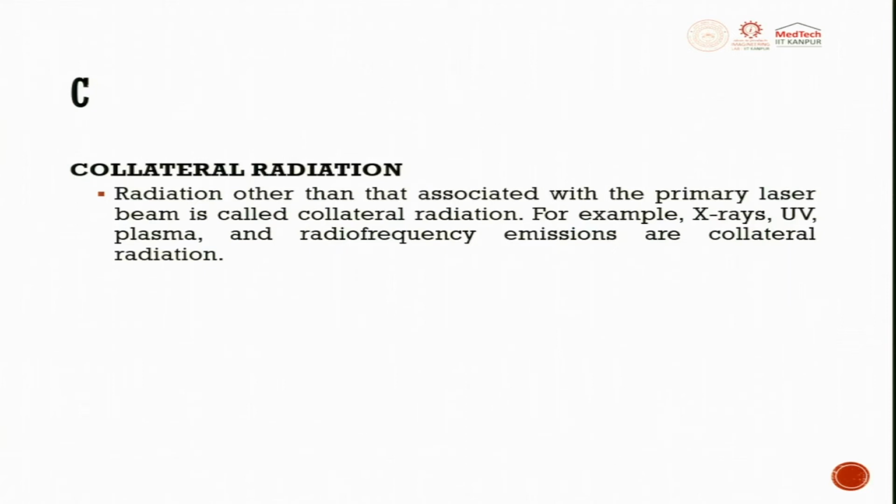Collateral radiation. Radiation other than that associated with the primary laser beam is called collateral radiation. For example, X-ray, UV, plasma, radio frequency emissions are collateral radiations which are created to a small extent while the process happens.